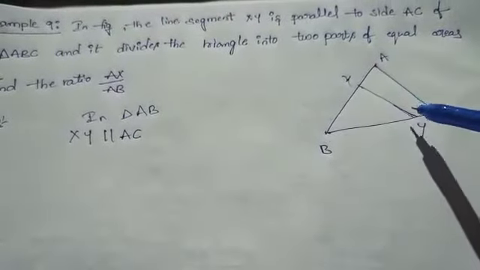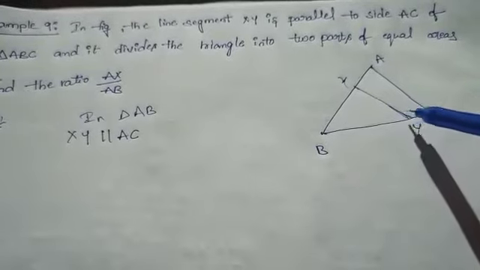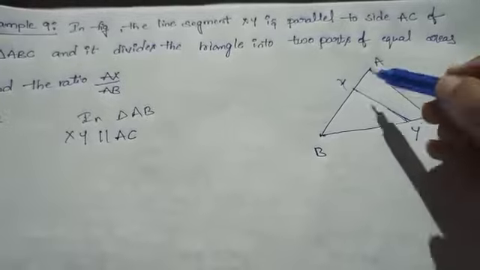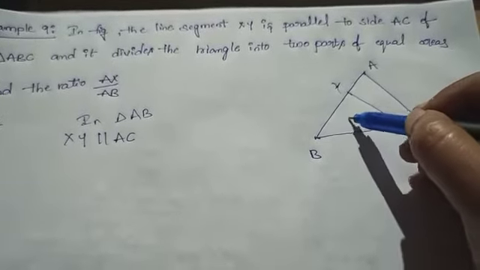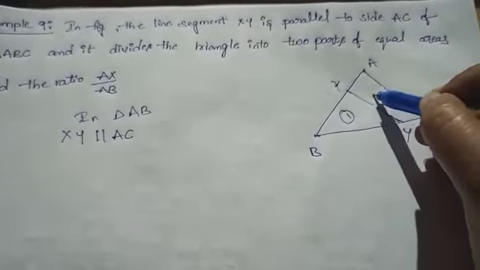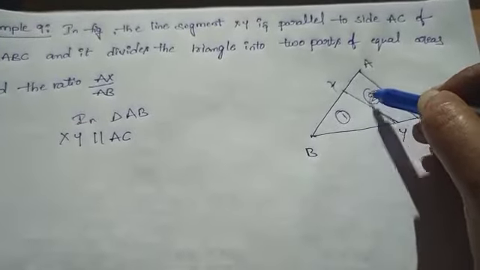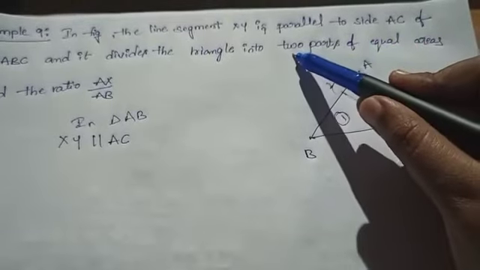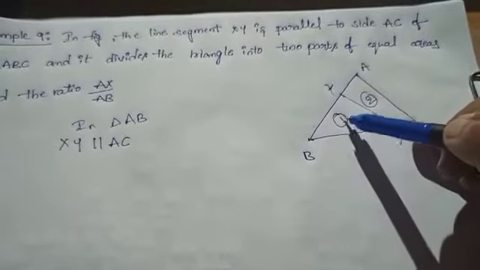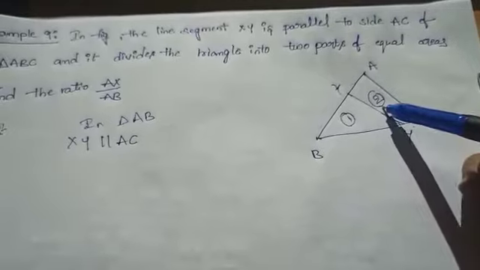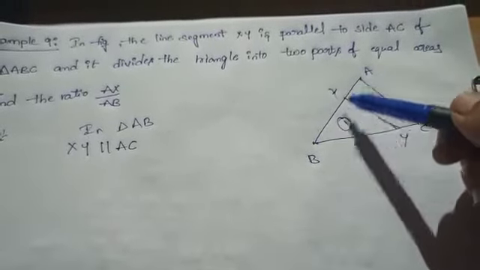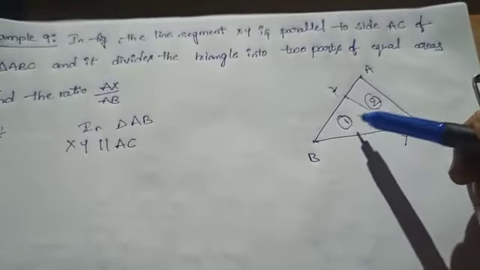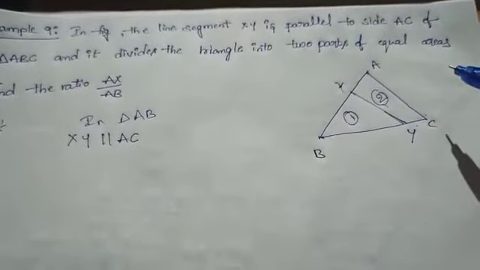And it divides the triangle into two parts of equal areas. Okay. The XY line divides triangle ABC into two parts. Here these two parts' areas are equal. The XY line divides triangle ABC in two parts, and these two parts' areas are equal. Okay.